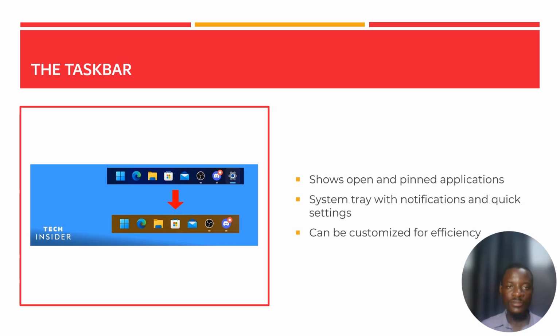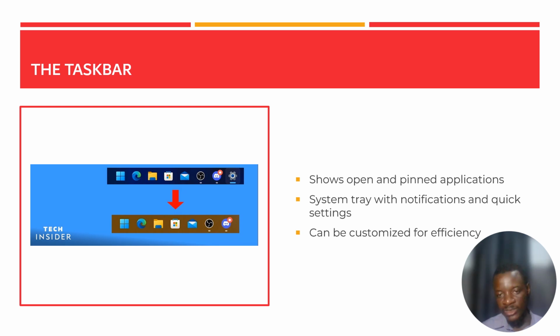So the taskbar is another feature. It's your control center for open applications and system functions. It shows you the open and pinned applications. It's also a system tray with notifications and quick access to some quick settings, like your network, your Bluetooth and wireless devices, your audio, your video, your project mode. All of these notifications and quick settings are on the taskbar. Even your notifications too, where you can get notified if there's an email or a message. You can see all those on the taskbar.